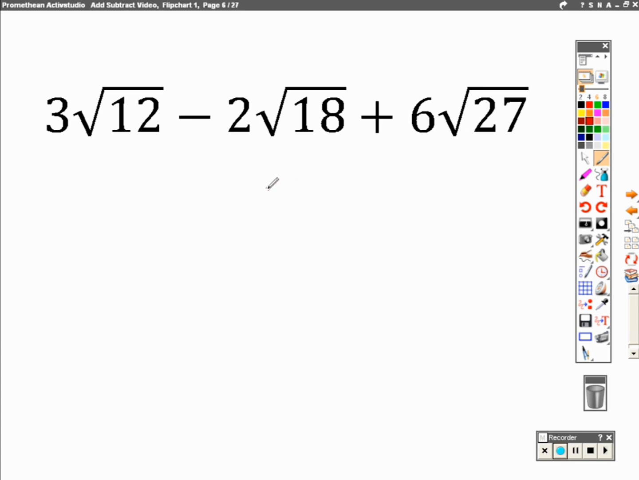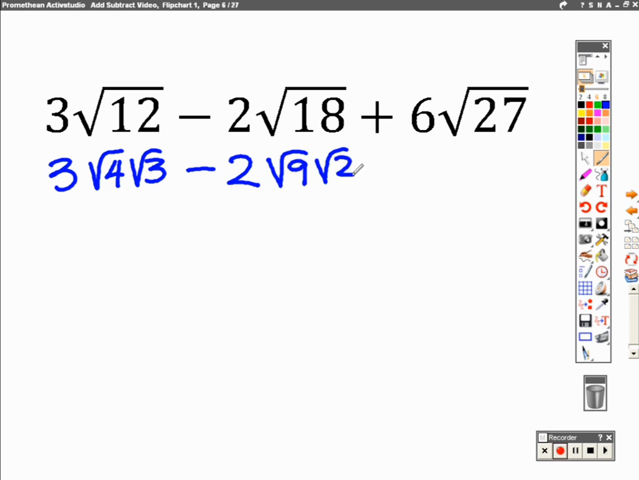I'm going to try to combine these three terms, because I see that negative sign. But remember, you can't combine them unless they're totally simplified, so that you can identify what works. So let's do this real quick. This is 3, and then this will be radical 4 times radical 3, so it's still radical 12, minus 2 radical 9 times radical 2, so it's still radical 18, plus 6 radical 9 times radical 3.